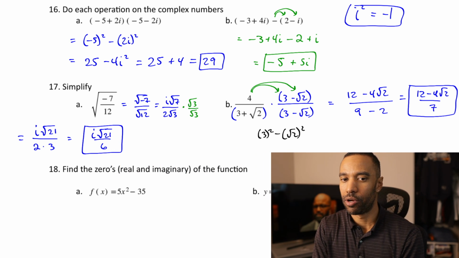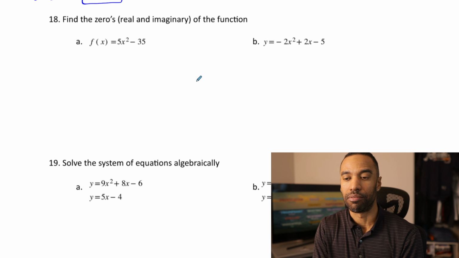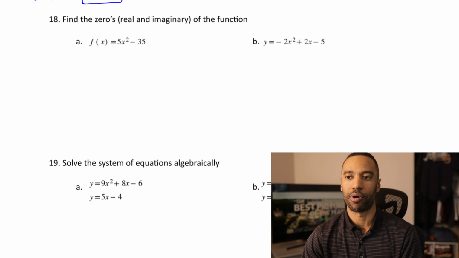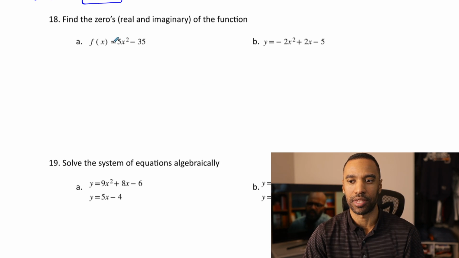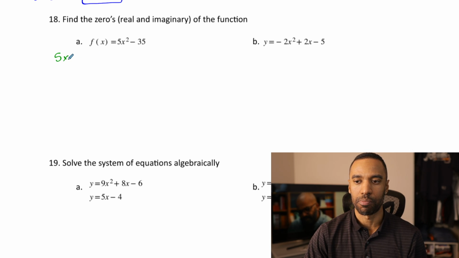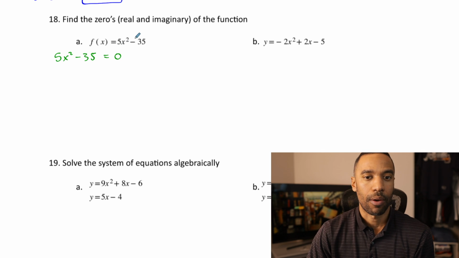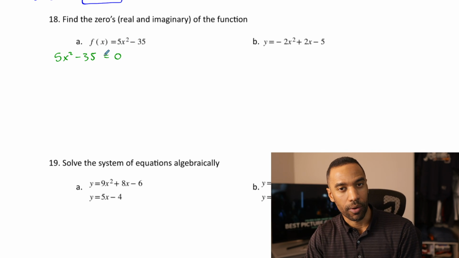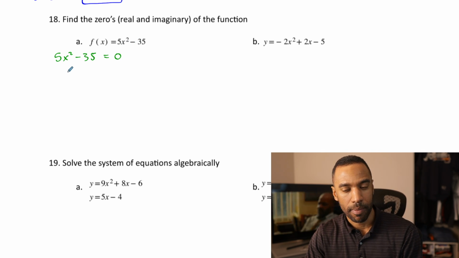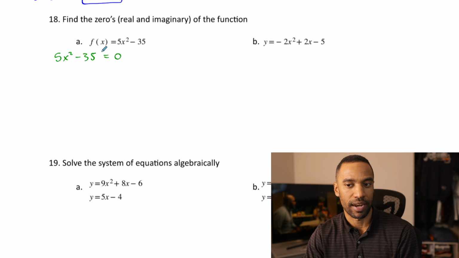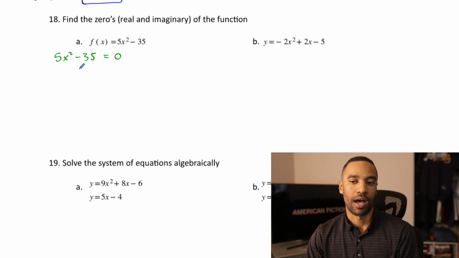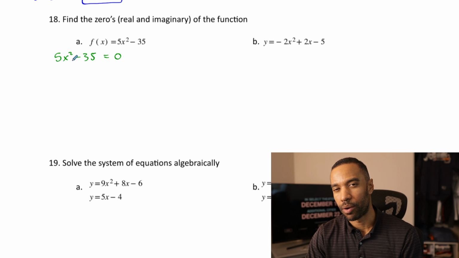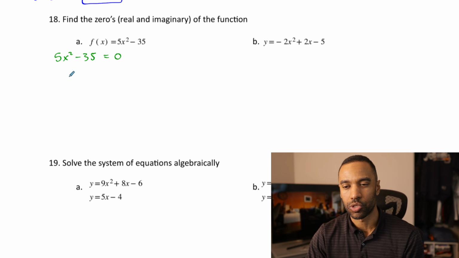Okay, find the zeros, real and imaginary, of the function. This is an instance where I suppose we get to solve using any method. Find the zeros just means you set the y equal to 0 and then you solve. So boom. Now we solve. I'm going to solve using square roots. You have multiple methods to choose. The first thing you could do is divide everything by 5. The only methods I would choose are square roots or quadratic formula. I'm going to go with square roots here.